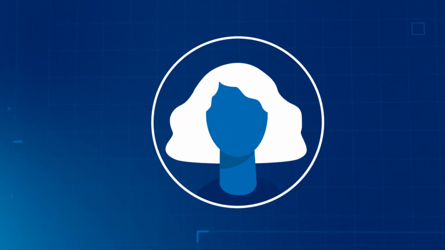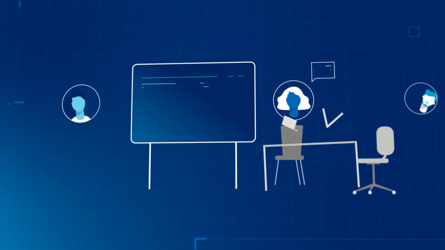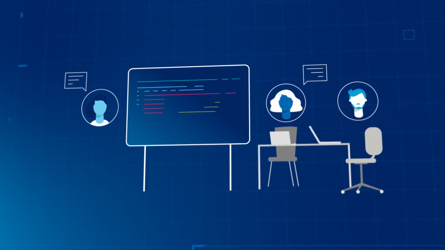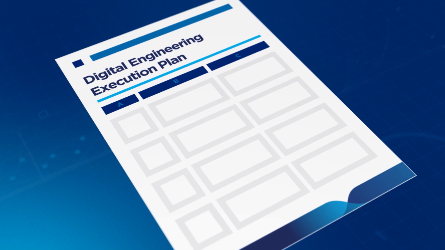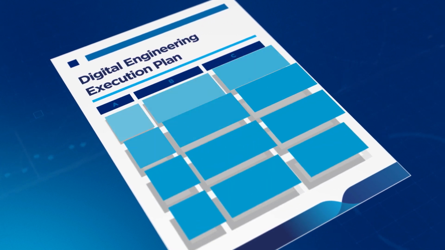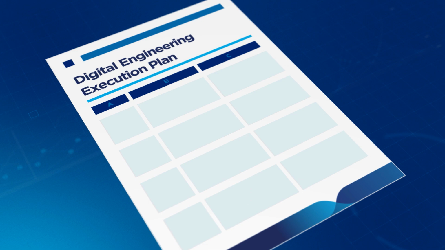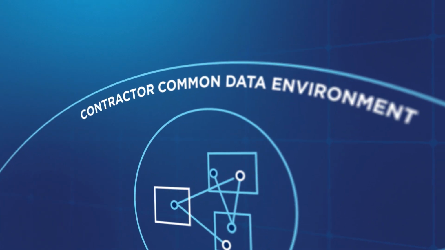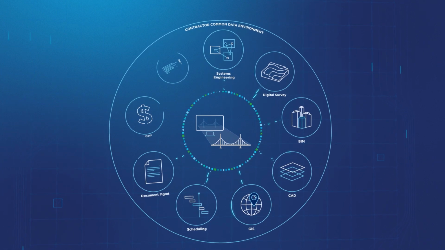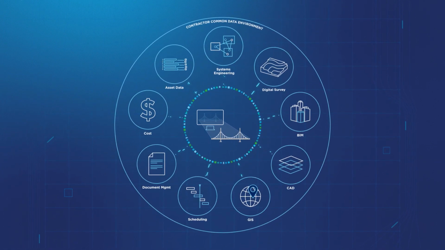The first step for contractors is to attend our digital engineering training and submit their execution plans. The execution plan is a key document that outlines how you'll create and manage data to meet our digital engineering requirements. You'll also need to set up your own contractor common data environment and import data from the planning phase.